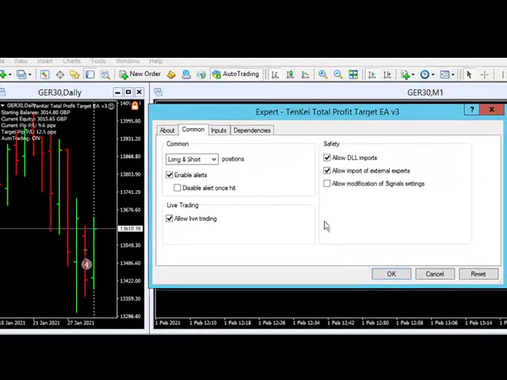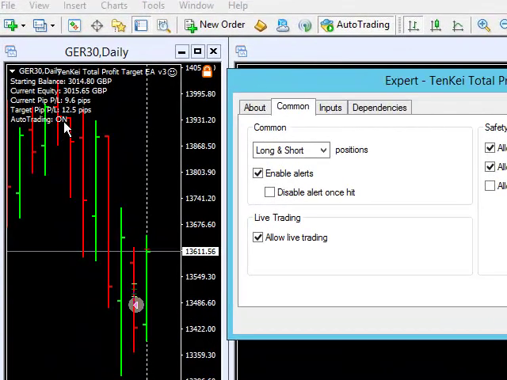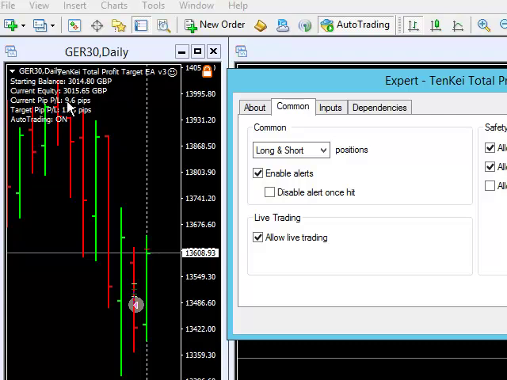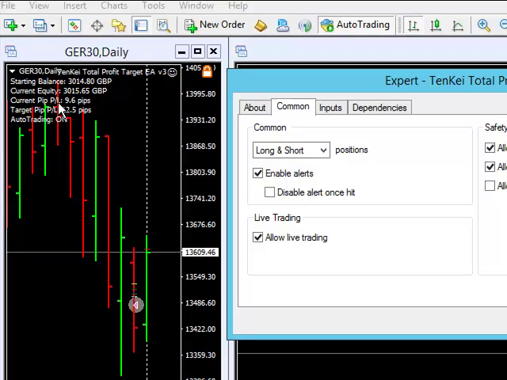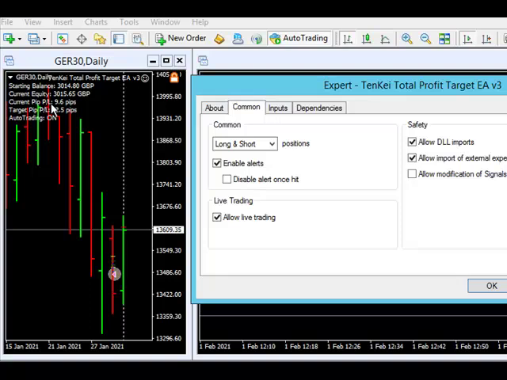Now, when closing this window down, what you want to do is not close it here, because if you close it here, if you OK it, it will reset the TenKei Total Profit Target back to 0. So the current pips profit loss is plus 9.6. If we press this, it'll go back to 0. So you don't really want to do that.